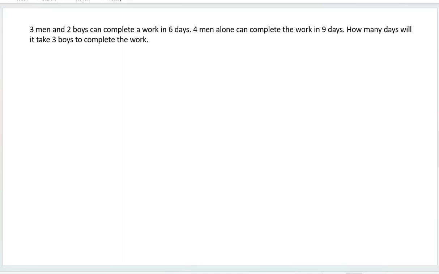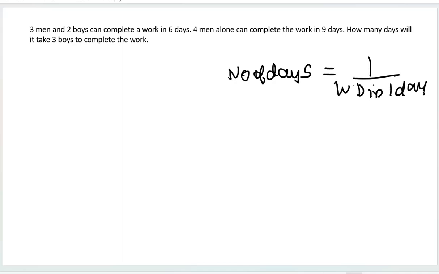Next is: 3 men and 2 boys can complete a work in 6 days. 4 men alone can complete the work in 9 days. How many days will it take for 3 boys to complete the work? So the number of days will be 1 upon work done in 1 day. Now we are asked how many days will 3 boys, so this we need for 3 boys. Even work done in 1 day we need for 3 boys.